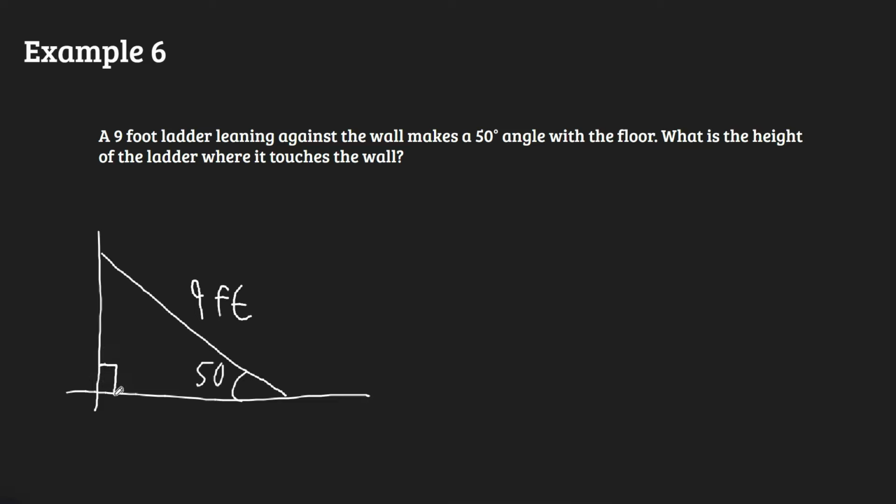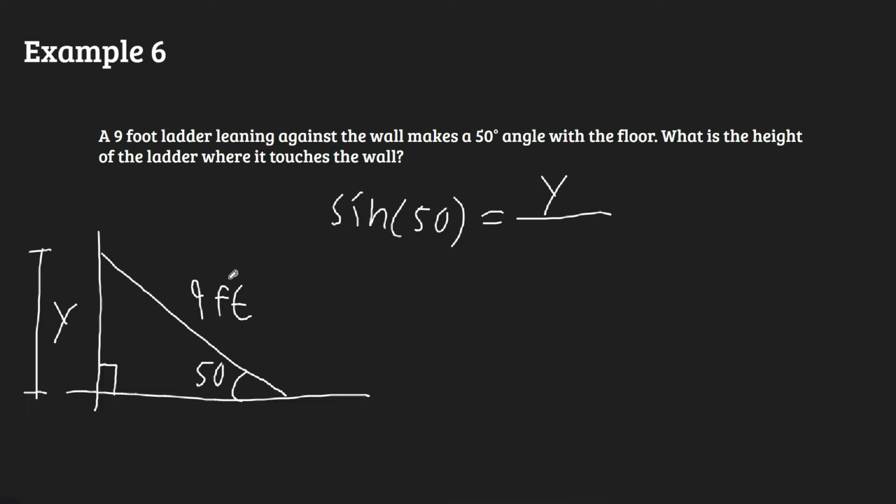Right? So we have the right angle here, and we've just created a right triangle with a hypotenuse of 9 feet. And we want to find the height of the ladder where it touches the wall, which is going to be this length here. And I'm going to call this length y. So I know from our SOHCAHTOA rules, right, that the sine of an angle is equal to its opposite divided by the hypotenuse. So I know that the sine of 50 degrees here, this 50-degree angle here, is equal to the opposite side, which is y, divided by the hypotenuse, which is 9.